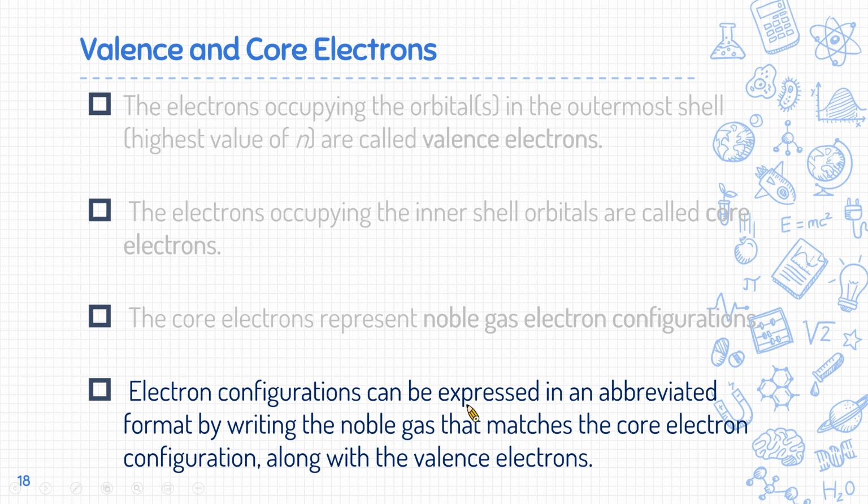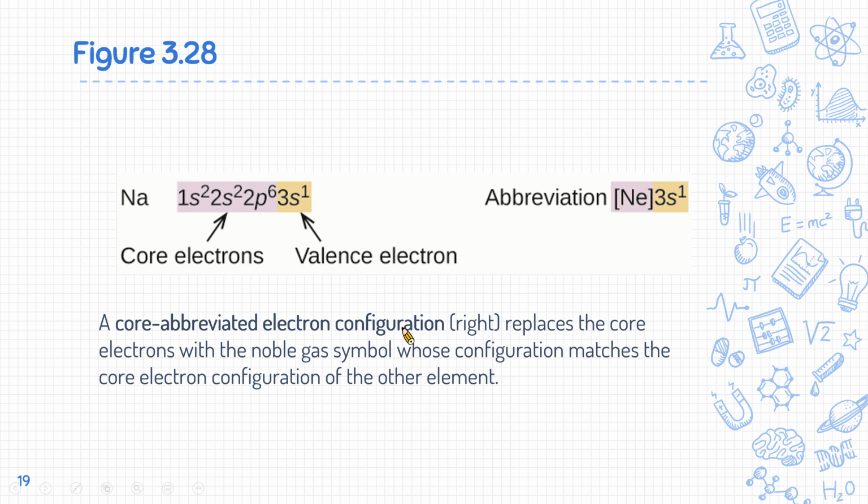Electron configuration can be expressed in an abbreviated format by writing the noble gas that matches the core electron configuration, along with the valence electrons. Here is an example. Here, these are the core electrons. These are the valence electrons. In the abbreviation, replace the core electrons with the noble gas symbol, here neon, whose configuration matches the core electron configuration of the other element.